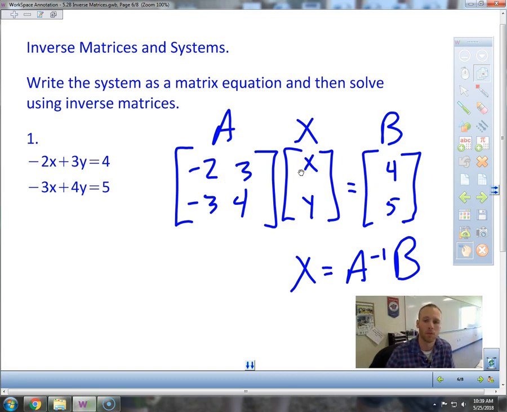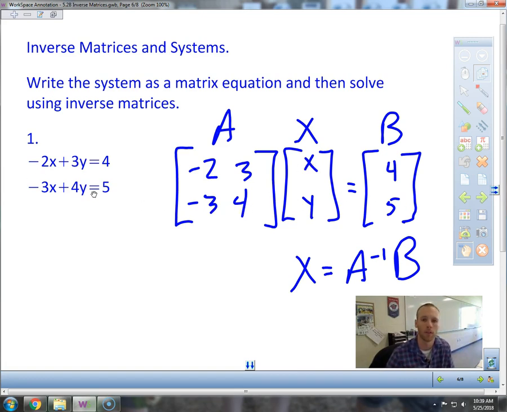Now, why do we do that? Well, we talked about the other day how we multiply matrices. How do I take matrix A times matrix X? We take row by column. -2 times X plus 3 times Y equals 4. That's our first equation. -3 times X plus 4 times Y equals 5.